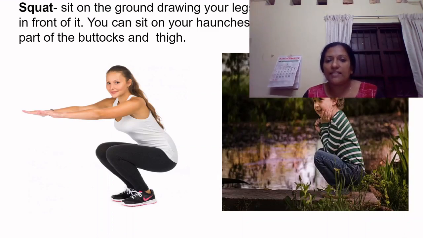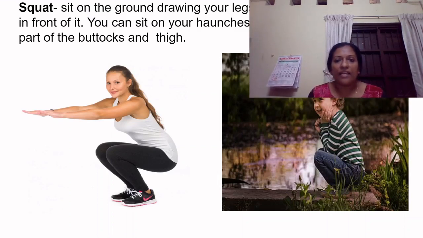One is by sitting on your haunches, resting the body on the soft part of the buttocks and thigh, where your legs are in a different position to the other position where the lady is sitting in a position that we do during exercise, where the legs are stretched out in front of her. I hope the positions are clear to you. Two different positions for squatting.